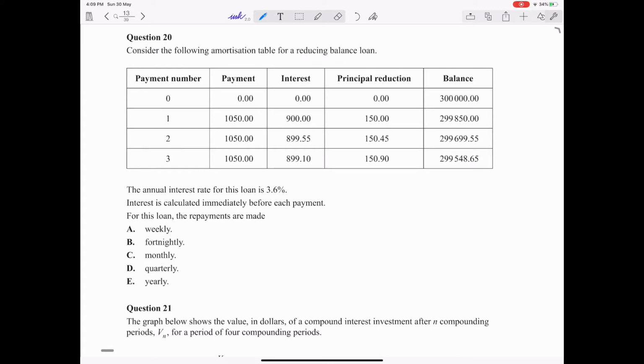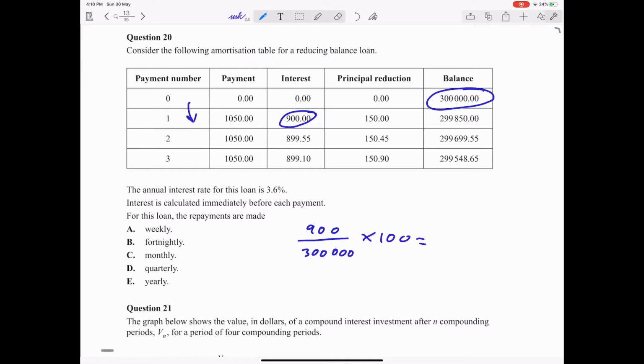Question 20, consider the following amortization table for a reducing balance loan. The annual interest rate for this loan is 3.6%. Interest is calculated immediately before each payment. For this loan, the repayments are made. So to do this question, we have to find the interest rate between each payment number. So to do this, to find the interest rate between each payment number, I'll do 900 divided by 300,000. So when you do that, 900 divided by 300,000 times 100 to find the interest rate.